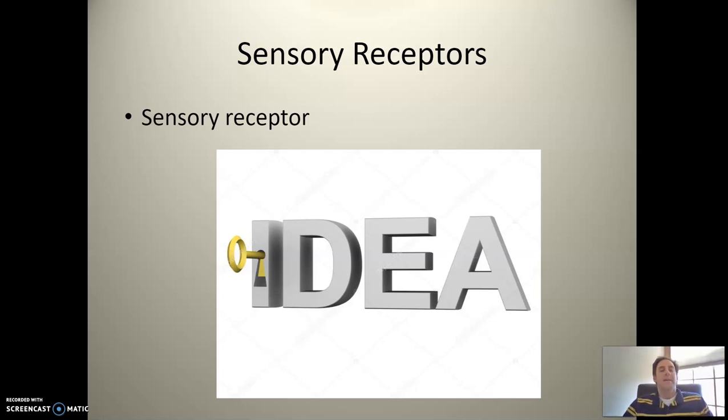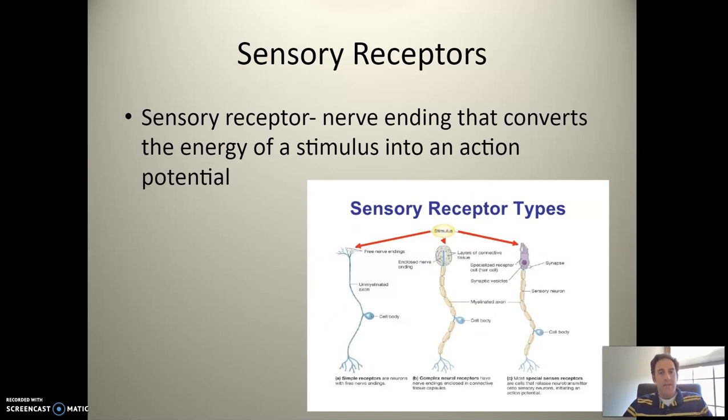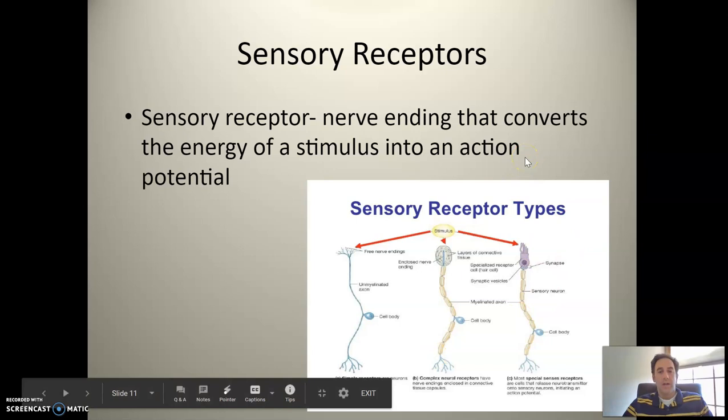Key idea. At the root of all of your senses are these special cells called sensory receptors. And these are nerve cells, and their job is to convert the energy of some stimulus into an action potential. And you can see the stimulus is causing them to fire an action potential.